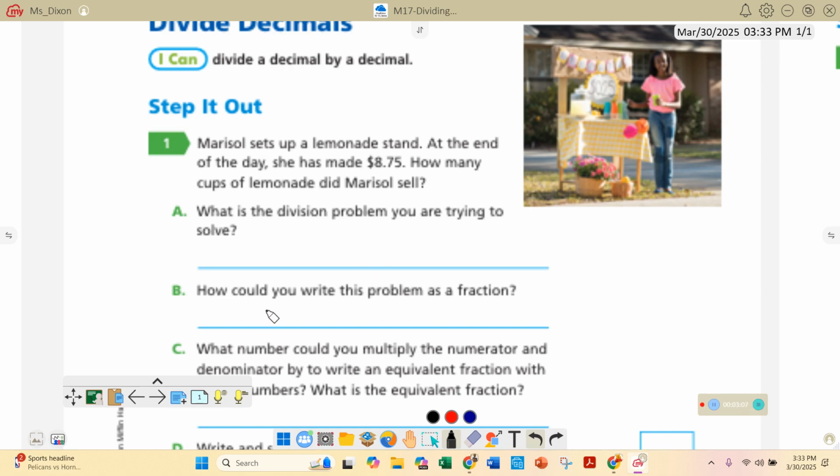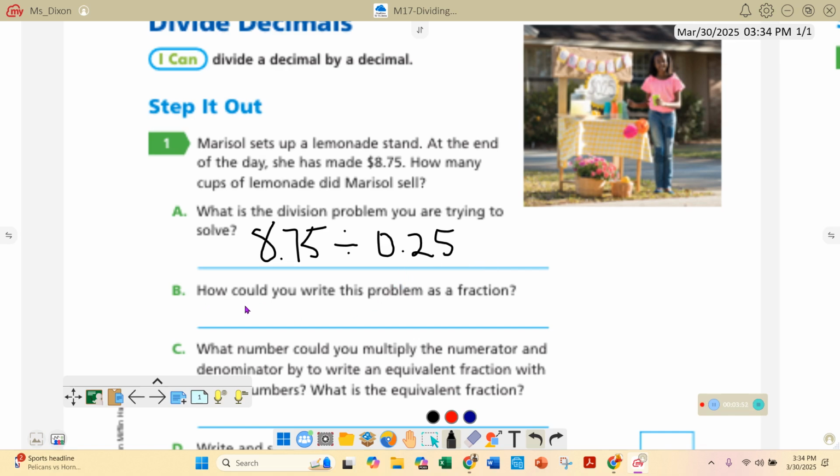So what would be your division problem? What would be your dividend? What is our total? That's right. Our total is $8.75. So that is our dividend. And how did she split it up? What is our divisor? That's right. It is 25 cents or 0.25. So our division expression is going to be 8.75 divided by 0.25.